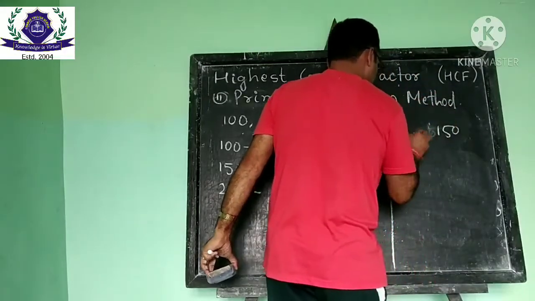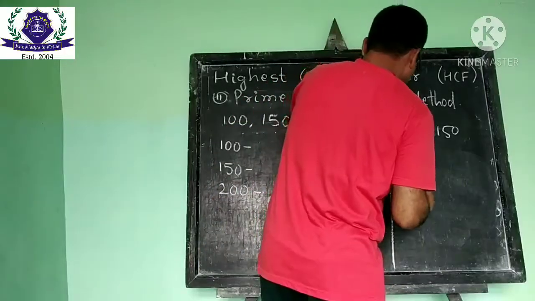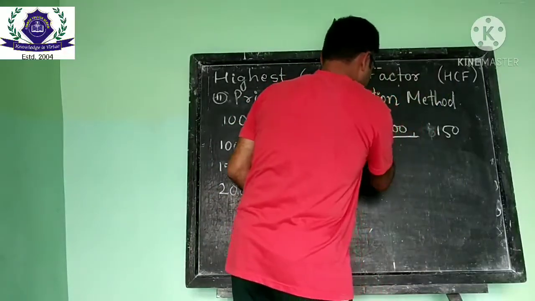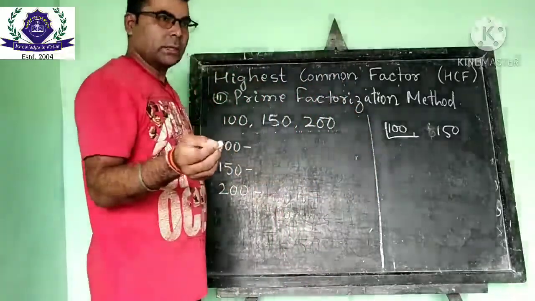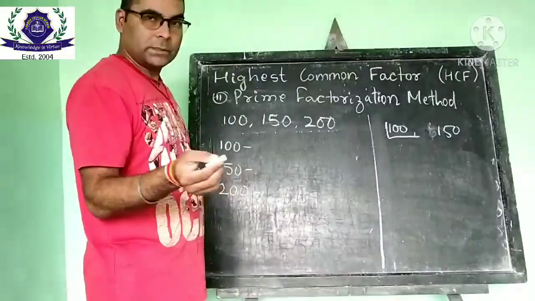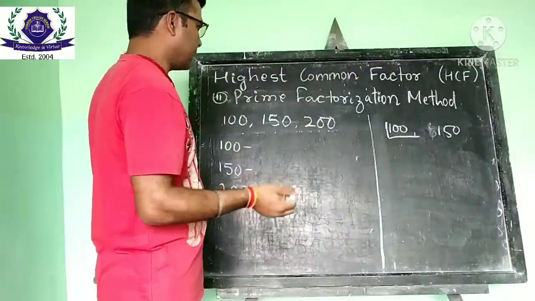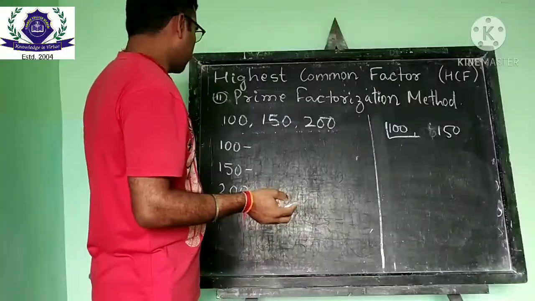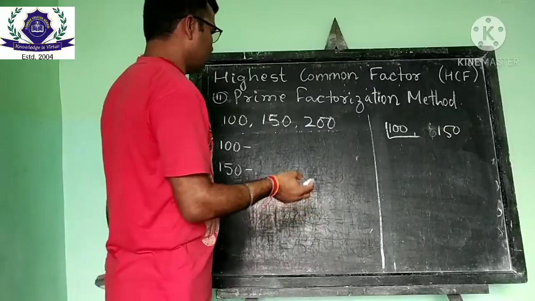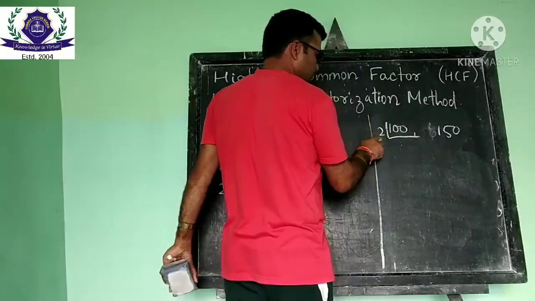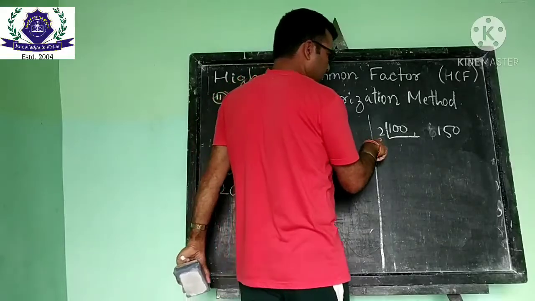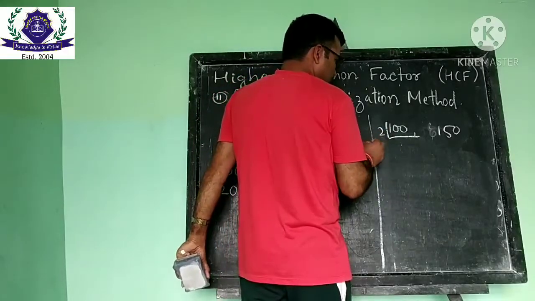So let us find the prime factors of 100 first. Prime factors we have already learned earlier, using the sieve of Eratosthenes, how to find the prime factors. Prime numbers especially. So first, the smallest prime number we have to choose. This is an even number, so 2 is the smallest prime number we can use to divide it.